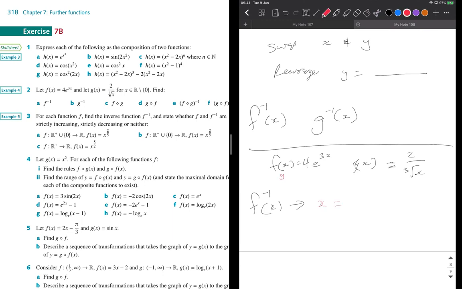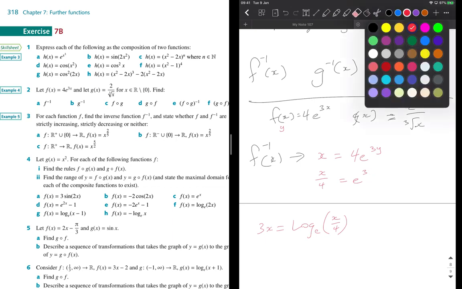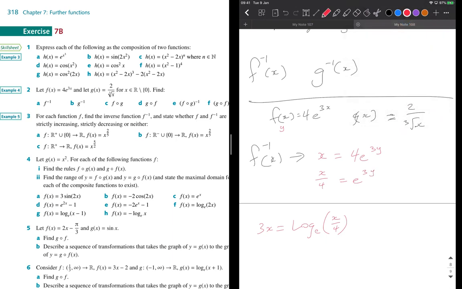So we'll have x at the front, 4e to the 3y. Then we need to rearrange. So we'll get x over 4 equals e to the 3y. Then we'll need log base e of x over 4, which is 3y. I didn't change that to a y there, so that's a mistake. Just a habit. That's a y, which means that one's a y.